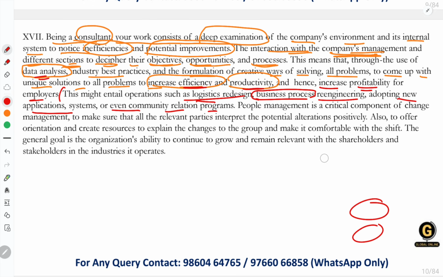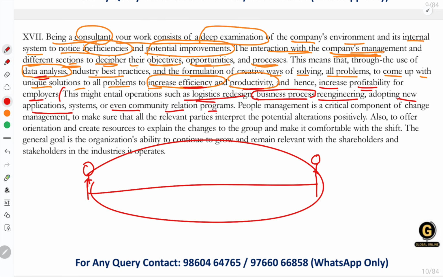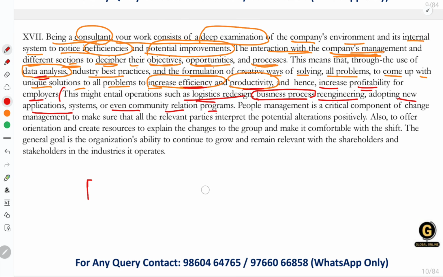following a process. Let's say we follow one particular method to complete one particular task in the company, but now that particular process is not working. We have understood that there is some big loophole in the process and the process is not good for the company. So what will we do? We will change this particular process entirely, and that is nothing but business process re-engineering. It means if there is any sort of problem, we can redesign the logistics, we can change the entire way of doing a particular process, we can change the application system, or even community relation programs. Okay, what is next?